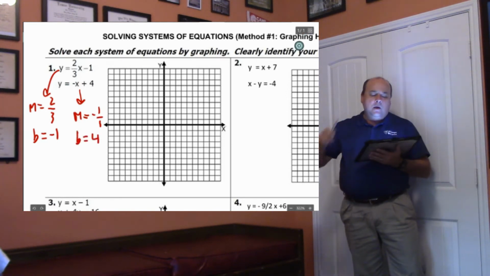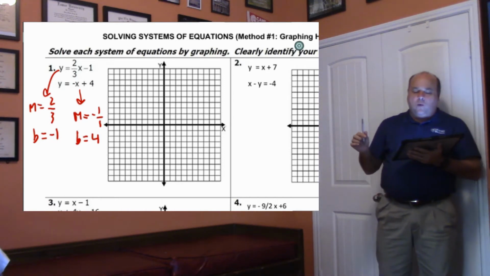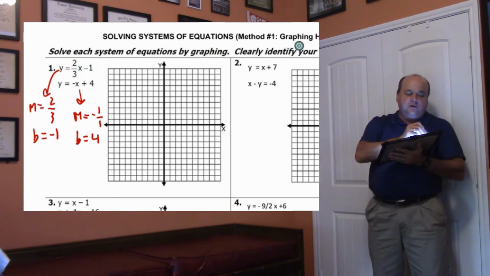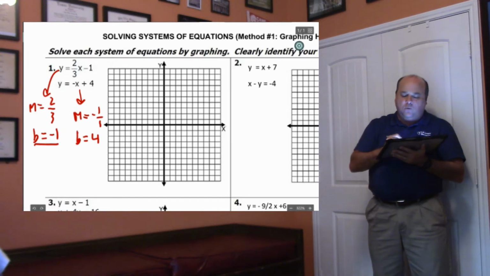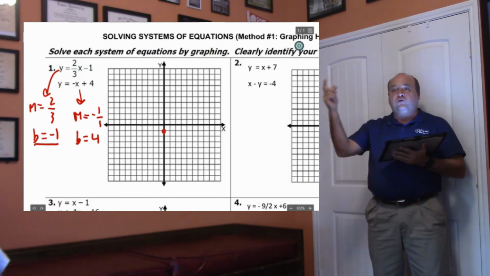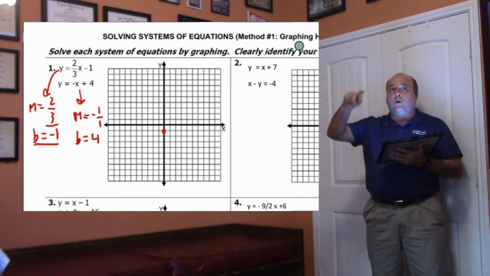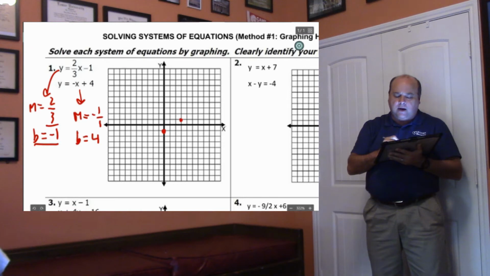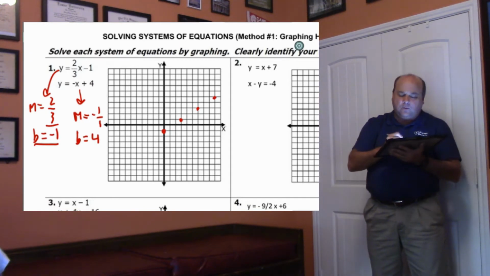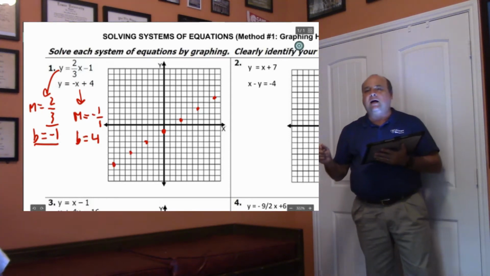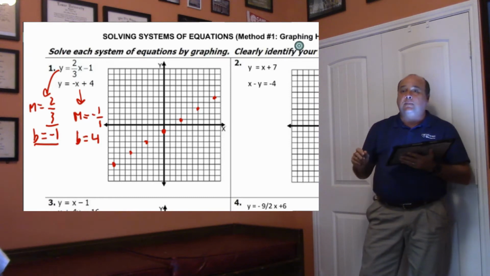Okay, so we have our slope, we have our y-intercept, so let's graph the first line. Our first y-intercept is -1, and then the slope is 2 over 3. So I'm going to go from the -1, up 2, right 3. So up 2, right 3, up 2, right 3, up 2, right 3, and do that as many times as you can. Now then go backwards. So down 2, left 3, down 2, left 3, down 2, left 3. So I have all my dots, right? One of those dots is going to be on both lines.